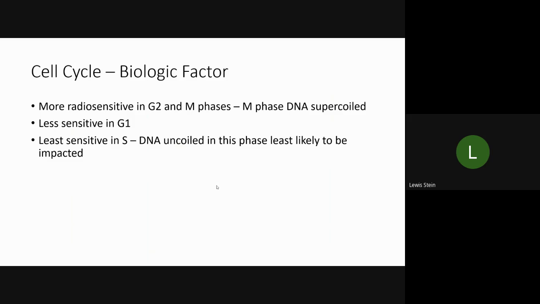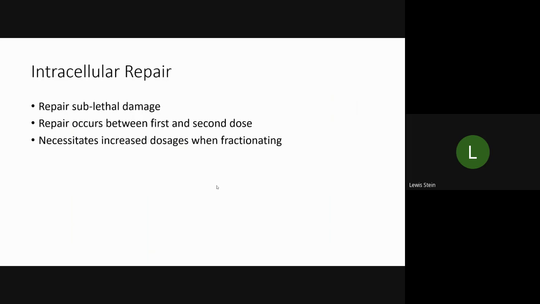So we actually don't call it chromosomes, we call it chromatin. Perhaps starting as late G2, and I suspect this is why G2 and M phases are more sensitive, in M phase we begin to see the chromosome supercoiling, which means in late G2 they're starting to supercoil. That's kind of what's going on, and I would suspect that's the underlying biological factor. And then the ability of repair between doses. So that's part of the logic to increase doses when fractionating.